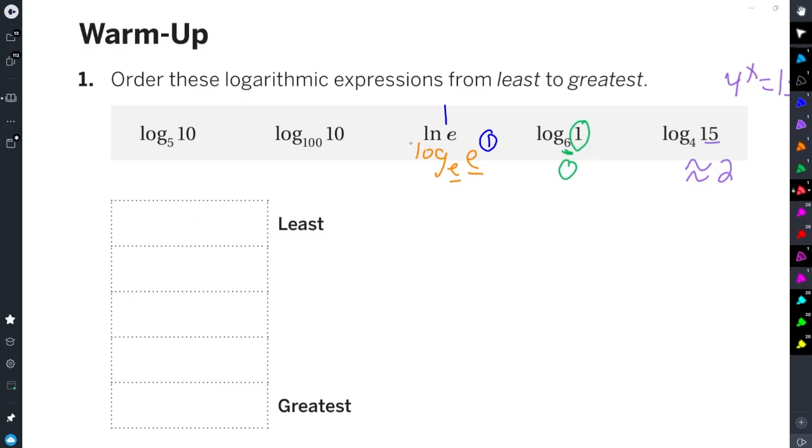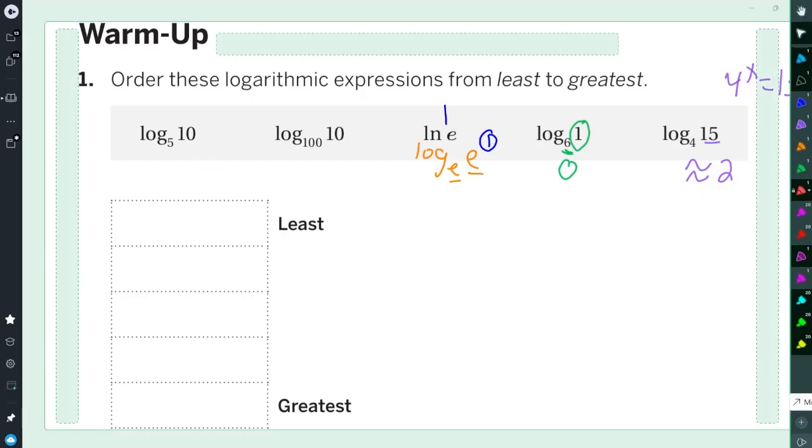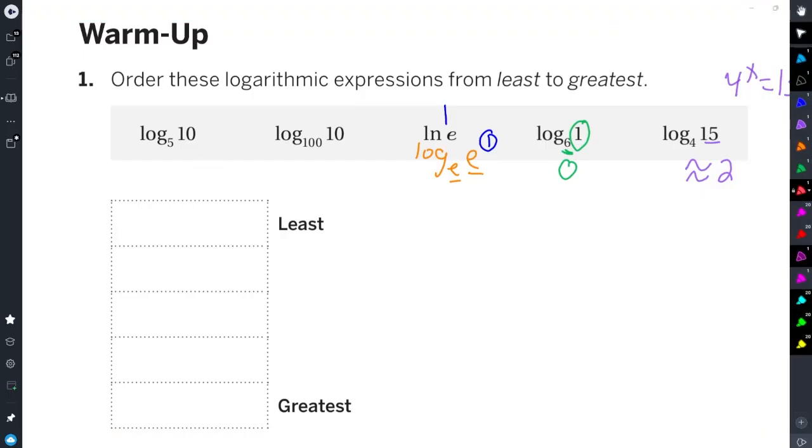Then we have log base 100 of 10. So 100 raised to what power is 10? I'll write it somewhere else: 100 raised to the x power equals 10. Well, the square root of 100 is 10, so x must be the 1/2 power, because that's the square root. Remember, 1/2 power and square roots are the same thing. So this is equal to 1/2, because 100 raised to the 1/2 power is equal to 10.